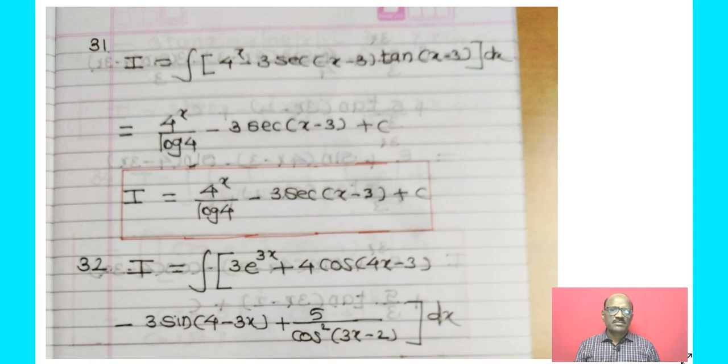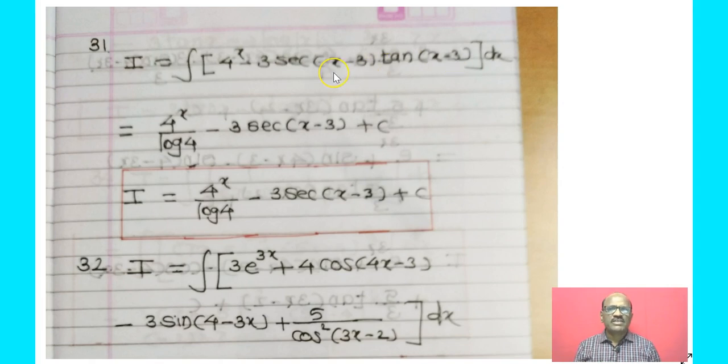The first example is I is equals to integral 4 raised to x minus 3 sec of x minus 3 into tan of x minus 3 dx. Therefore the integral of 4 raised to x. But what is the integral of 4 raised to x? It is of the form a raised to x. Integral of a raised to x is a raised to x upon log a. It means here 4 raised to x upon log of 4 minus, again here is 3 sec of x minus 3 into tan of x minus 3.